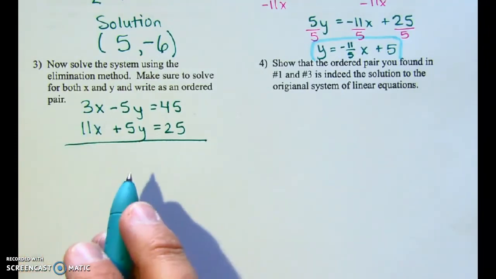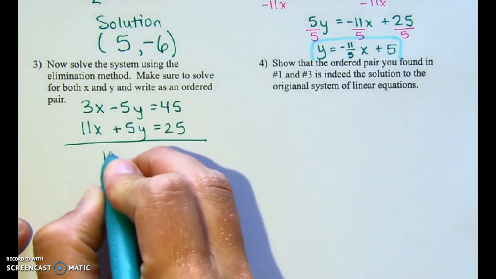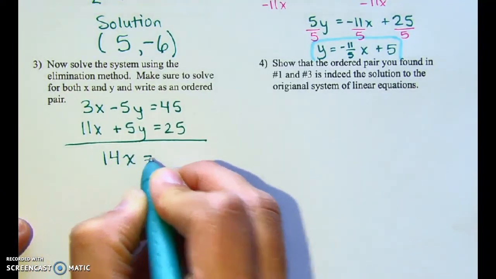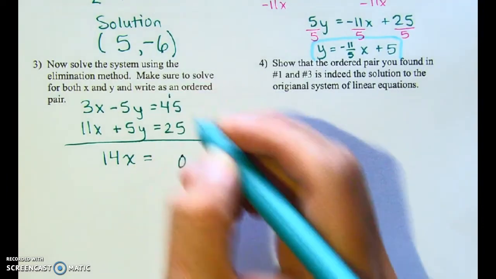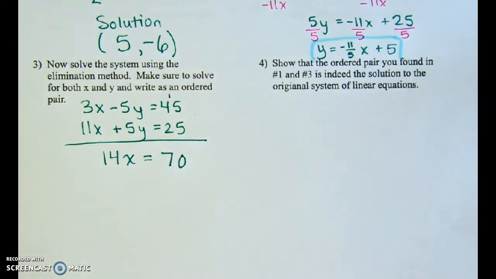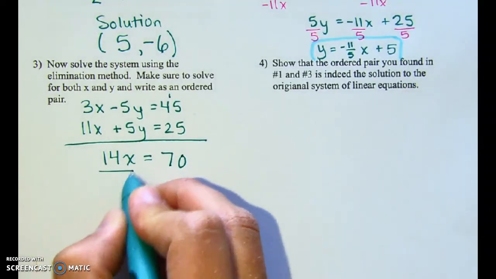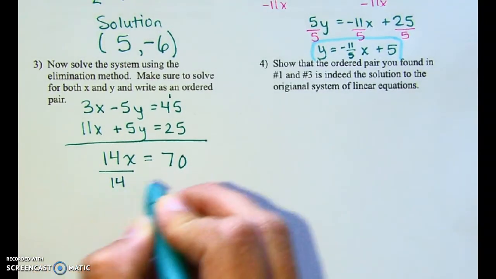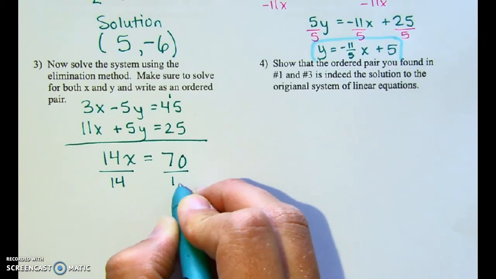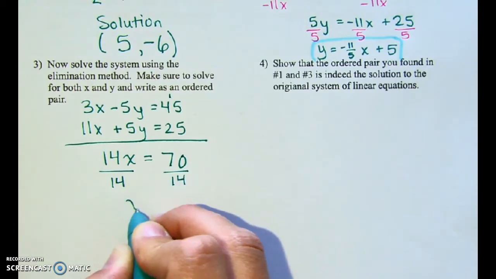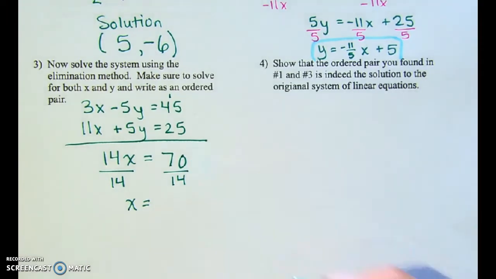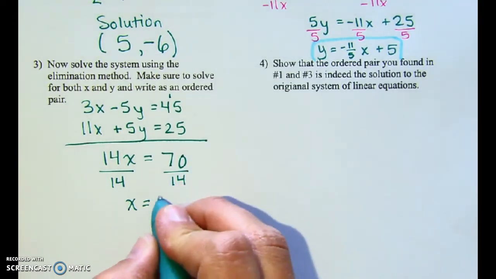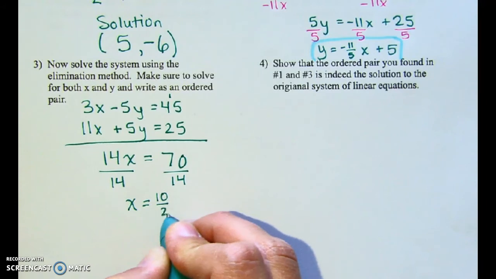11 plus 3 is 14. So we have 14x equals 5 plus 5 is 10. Carry the 1. 6, 7. 14x equals 70. And divide by 14. No one will know if you're using a calculator, if you want to use one. Without a calculator, I know that 7 goes into both of these, so let's divide by 7, and I get 10 over 2.